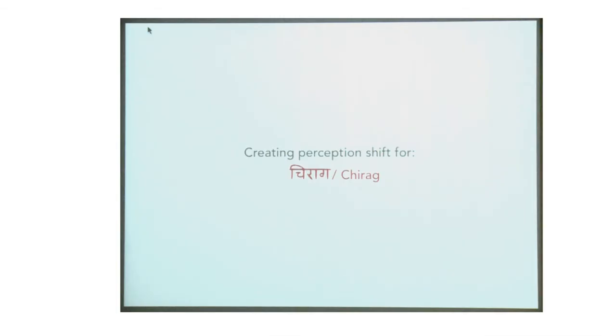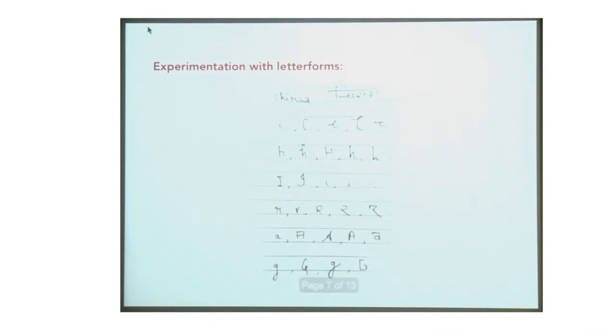I'll explain them by giving you an example, creating a perception shift typography of Devanagari Chirag and Latin Chirag. In the first step, experimentation with letter forms, I write both Chirag in Latin and Chirag in Devanagari. Then I experiment with how I can write each stroke in different ways. I take C and experiment with writing C in different ways, varying the strokes. Then I do the same for H, then I, then R, A, G.